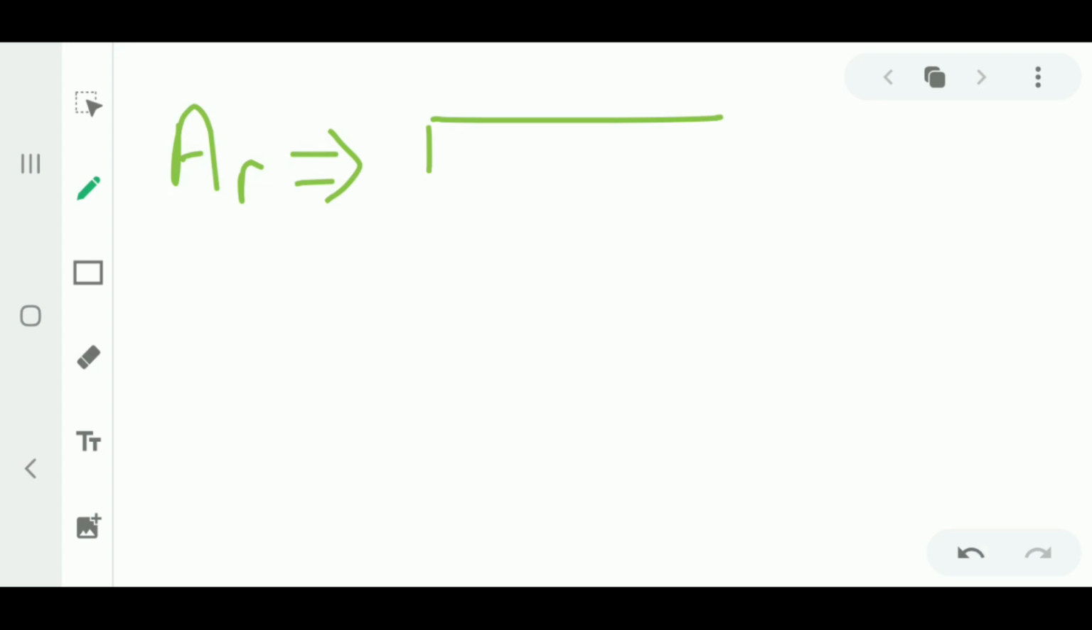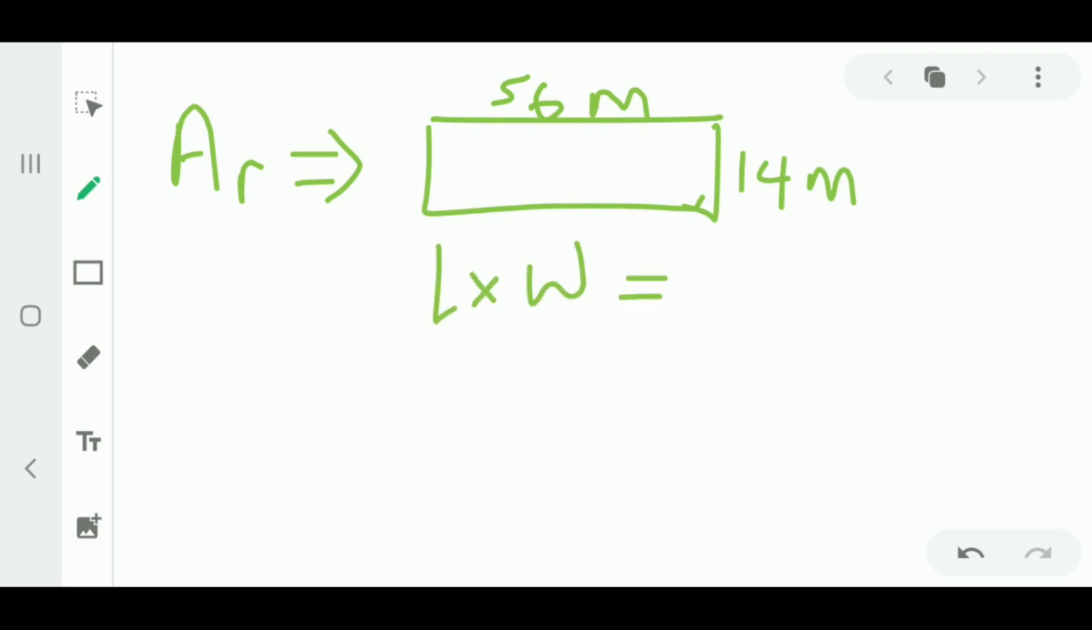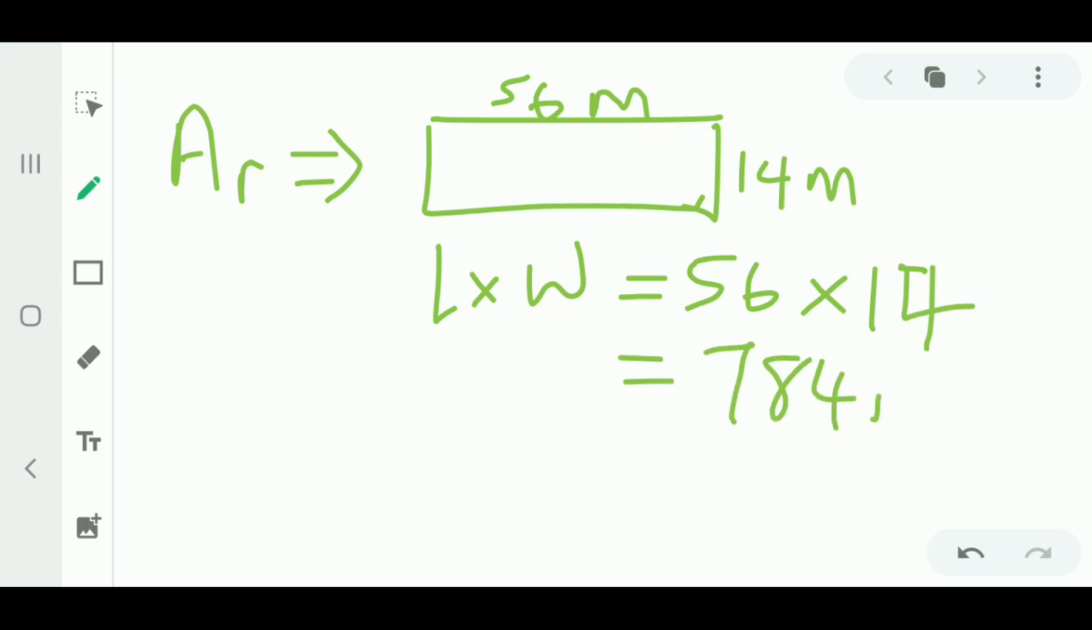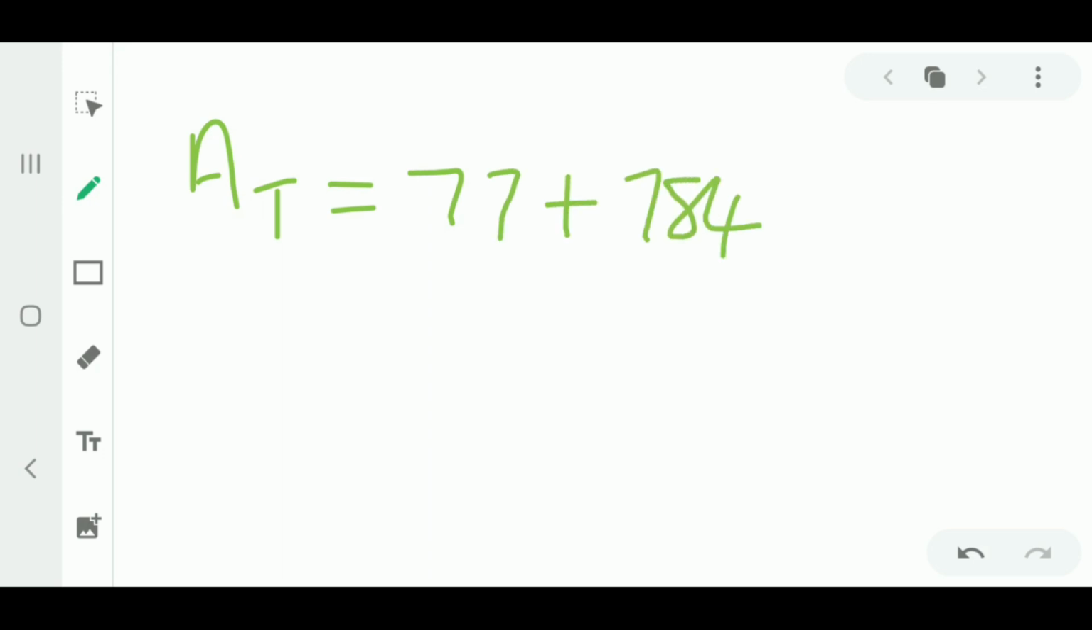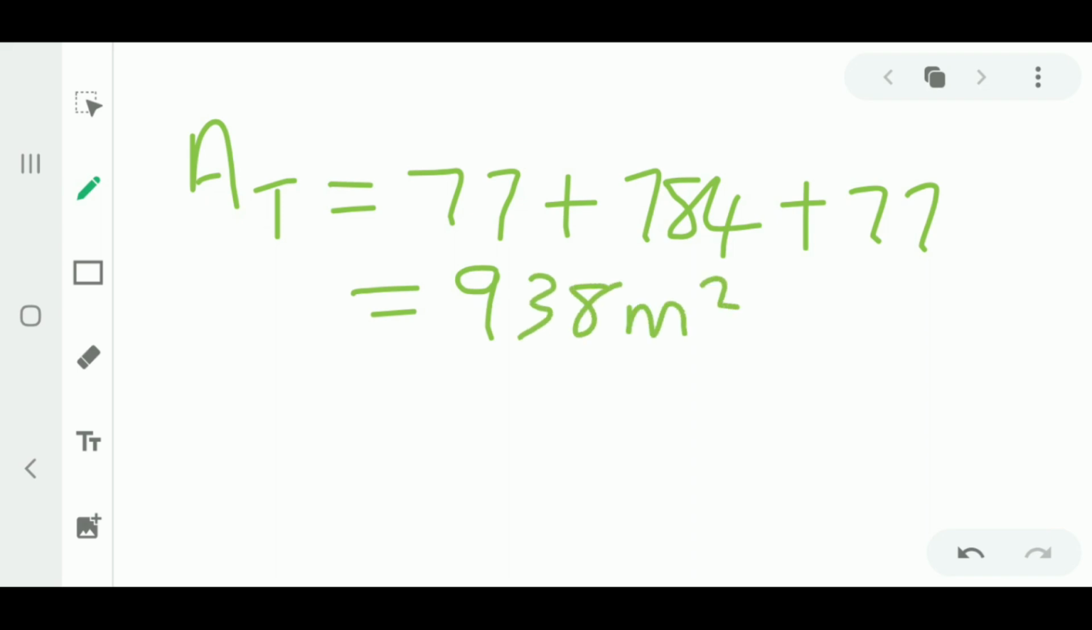Now we want to find the area of the rectangular portion of the track. We were given this here, this was 56, and this is 14. So it's length times width, which gives 56 times 14, which gives you 784 meters squared. So the total area for the track is 77 for the first semicircle, plus 784 for the rectangle, and 77 again for the second semicircle, and that would give you 938 meters squared for the track itself.